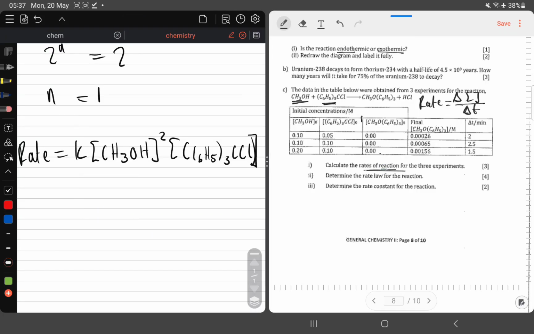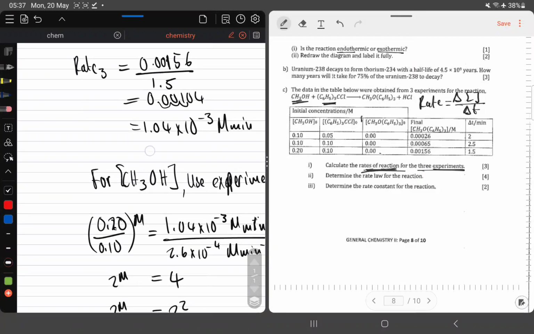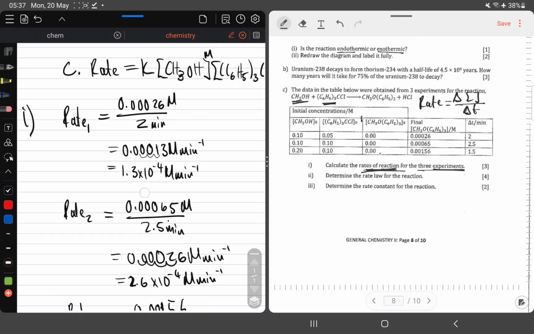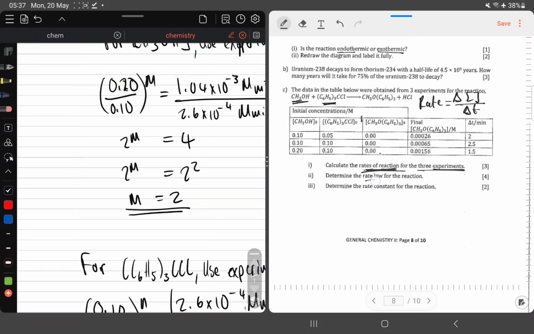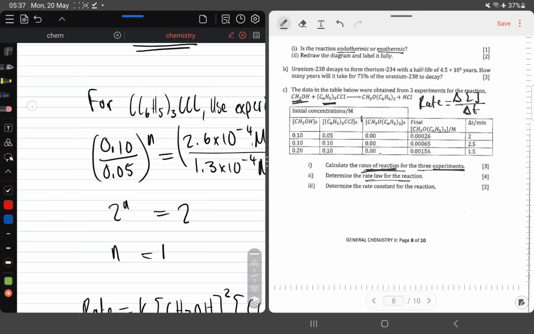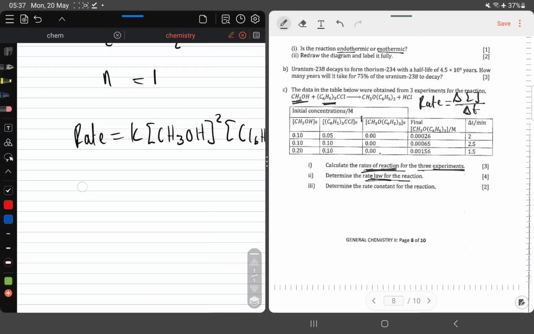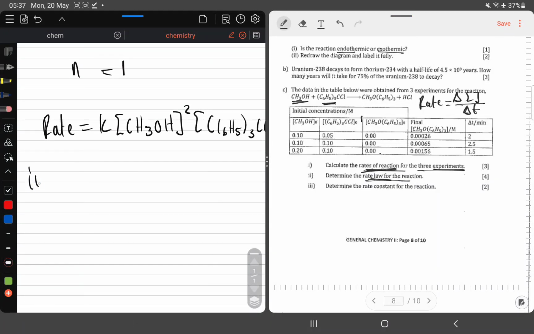They said calculate the rates. That's the first part, so we already did it. Then the second one is the one which wanted the rate law. So for part 2, we got the rate law, and we've done it. Now part 3 is saying determine the rate constant.